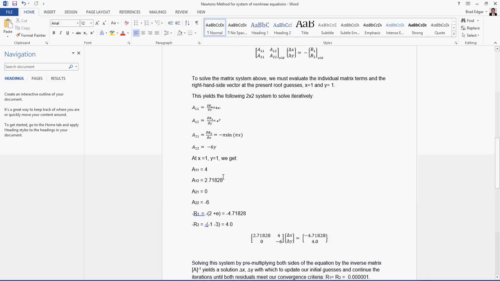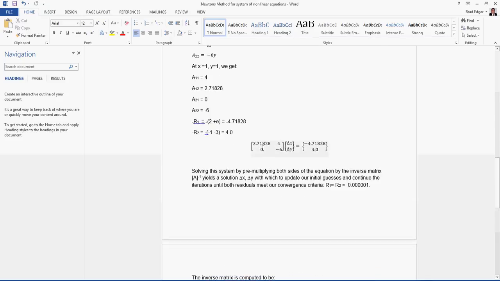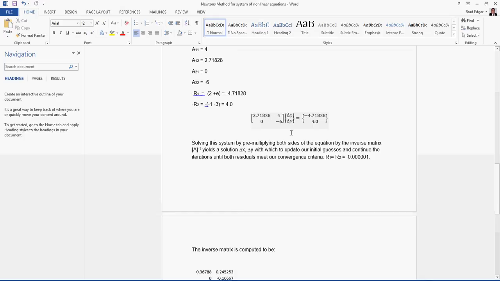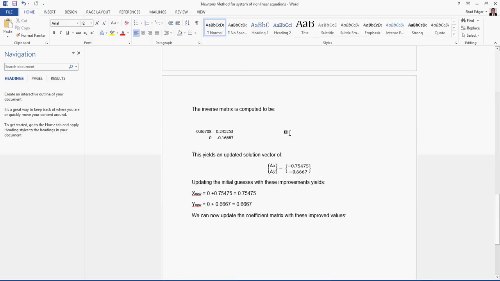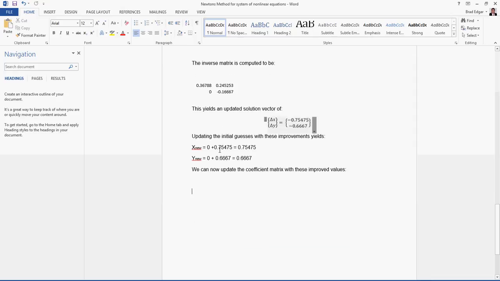So when I plug in x1 is equal to 1 and y is equal to 1, I get these four values: 2.71828, 4, 0, and negative 6. Now these are the coefficient, or the Hessian matrix. So what I'm going to do is solve for not x and y, but delta x and delta y. So when I solve this 2x2 system, I get delta x is equal to negative 0.75475 and delta y is negative, I guess that's 2/3, 0.667 repeating. And now I'm going to update x new and y new and just go to the next iteration.